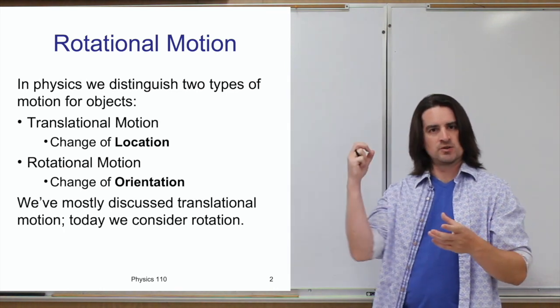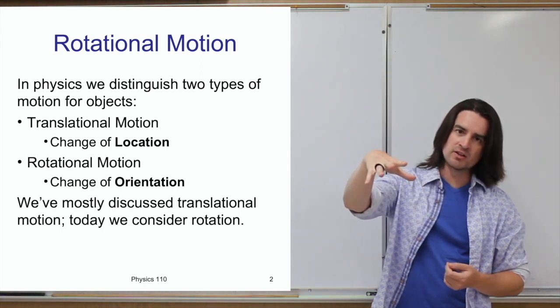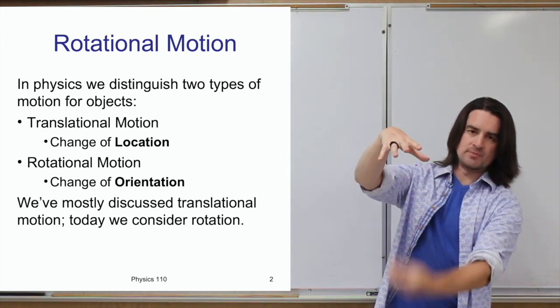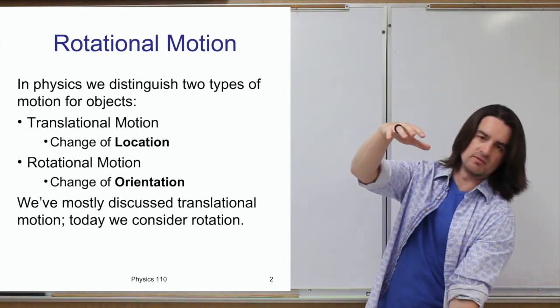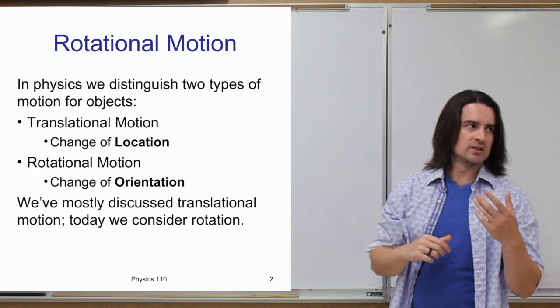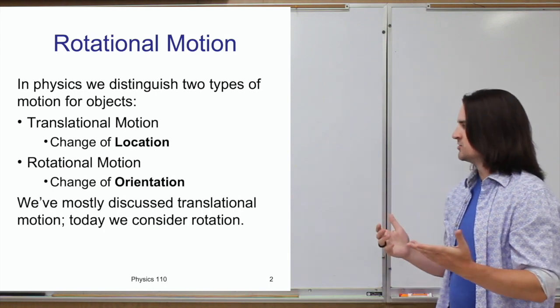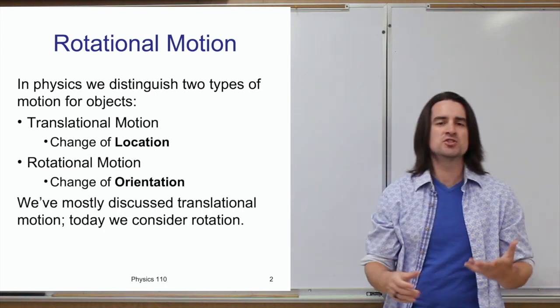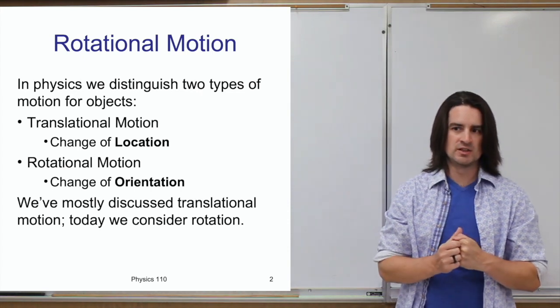Like if I have a ball and I release that ball, it just drops straight down. So all it's really doing is changing from being located up here to being eventually located down on the ground. The other kind of motion we're going to talk about is not just if you change your location, but if you change your orientation. And that's what we call rotational motion.